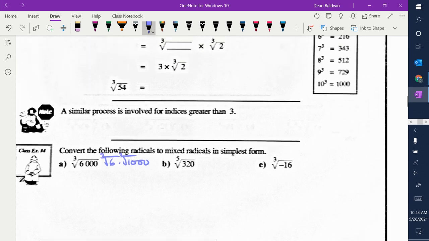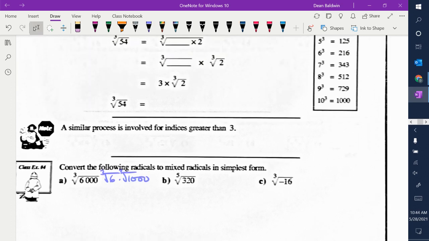So, what number multiplied together 3 times will give you 1,000? 10. All right. So this becomes 10. And the cube root of 6 you can't do anything with. So it's like 10 times the cube root of 6.